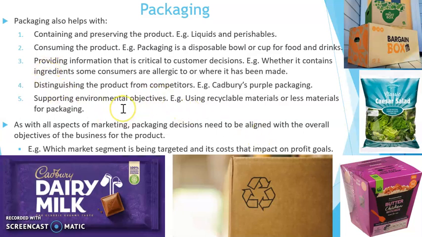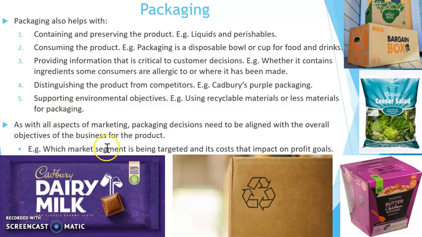Packaging is also used to quickly distinguish a product from its competitors. So I spend a lot of time in the chocolate aisle, obviously, and when I'm going down that chocolate aisle, I can very quickly differentiate the Cadbury product from the Whittaker's product. I'll let you guess which one I prefer. So Cadbury's purple packaging makes it very quick and easy to distinguish between Whittaker's and Cadbury.